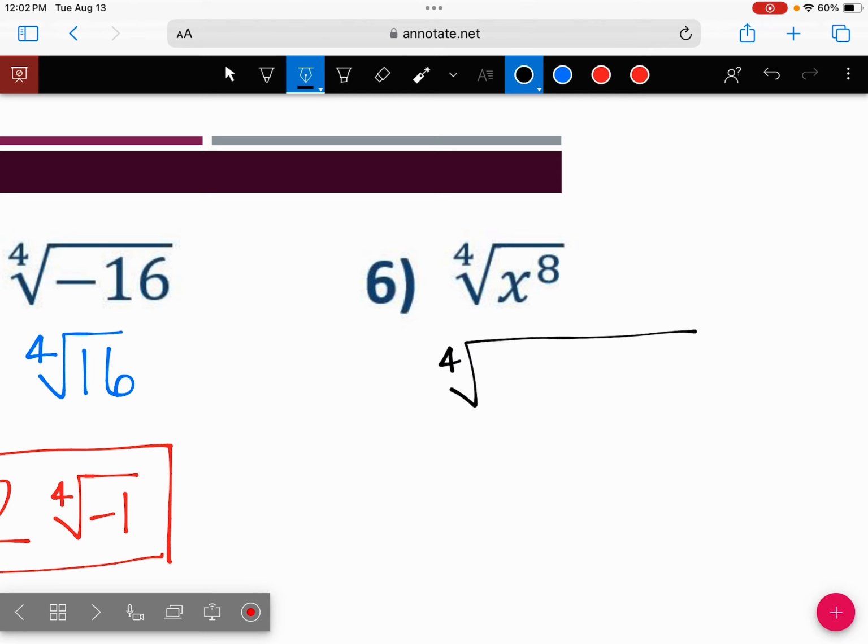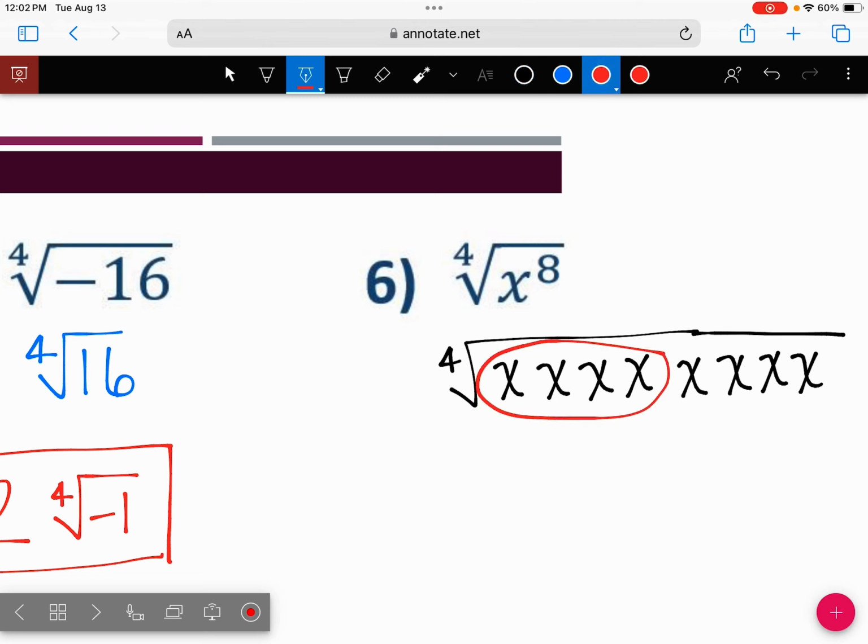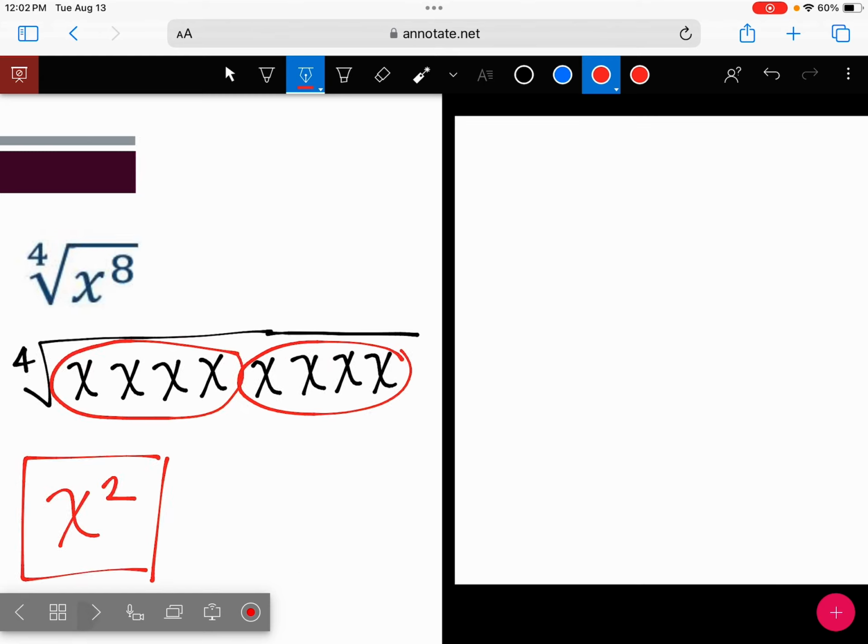This is the same as saying you have the 4th root, and if you make 8, the letter x 8 times. Sorry, I'm running out of juice. And I circle groups of 4. How many groups did I circle? I circled 2 groups. Nobody was left over. So that means that the 4th root of x to the power of 8 is x squared. That's how you're going to look at a variable. All right, so that's our introduction. So now let's get to the ones that are going to be on the test, shall we? Let's get to the longer ones.